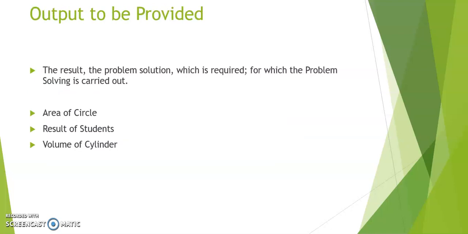Output to be provided: the result, the problem solution for which the problem solving is carried out. This is the whole outcome of your problem solving, that is, what outcome is required. For example, the area of a circle, the result of students, or the volume of a cylinder to calculate. These might be outcomes in certain calculations. So the outcome must be known well in advance for the development of flowcharts.